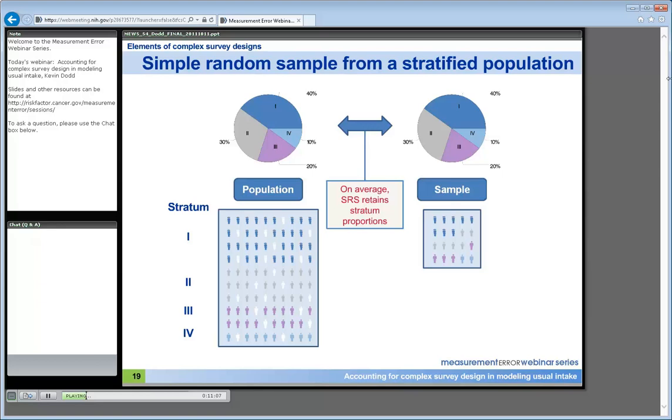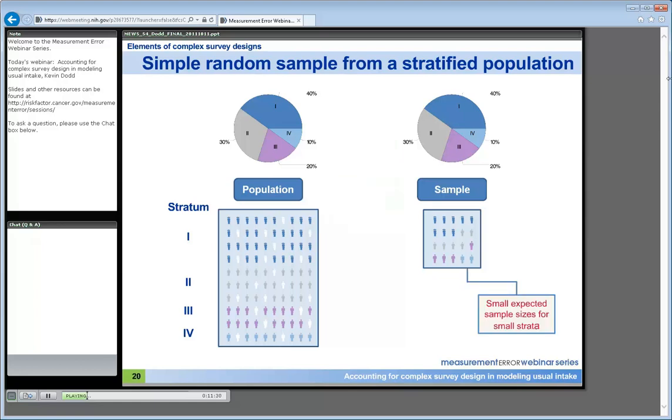One nice thing about this simple random sampling idea is that it results in a sample that reflects the population. Our sample actually retains the same proportions in each stratum as are present in the population, at least on average. Now, depending on the size of the population, the size of your sample, the number and size of your strata, you can get unlucky with a sample or two and end up with a sample that's not exactly a miniature version of the population, but in this case, that didn't happen.